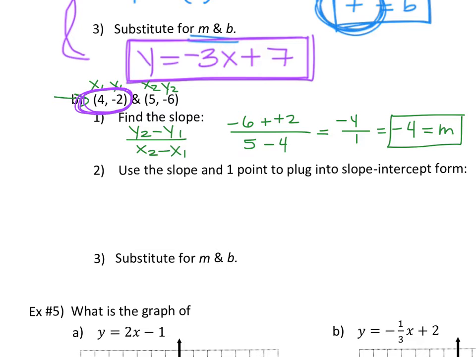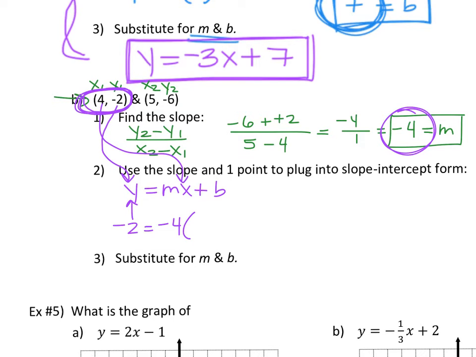Right? Okay, so if we plug this in, y equals mx plus b. What is y? -2, right? We're just taking this, plugging it in here. So -2. What's m? -4. That's the slope we found. What is x? The 4. That's this one. And then plus b. Okay?